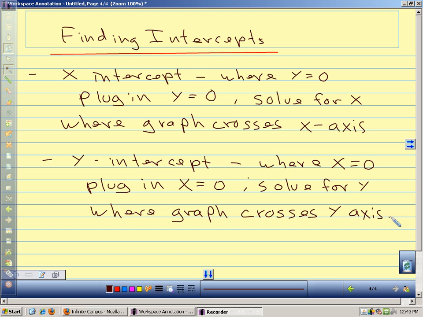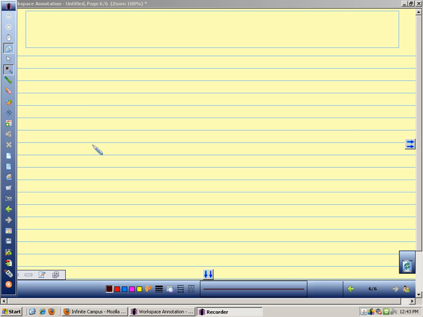So to find our intercepts, all we're doing is either plugging in y equals 0 or plugging in x equals 0 and solving for the other variable. Now our circle has two variables, x and y, so we can find the x and y intercepts of our equation. So let's look at a couple of examples of finding intercepts. Was everybody good with that page?